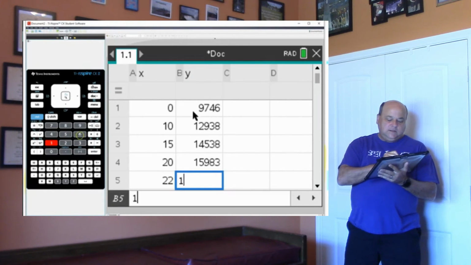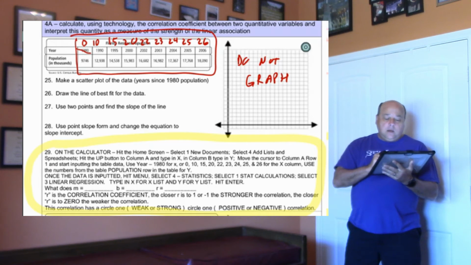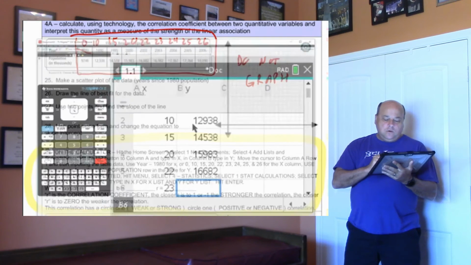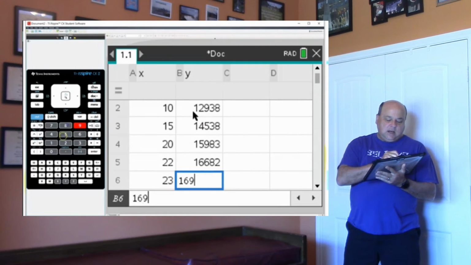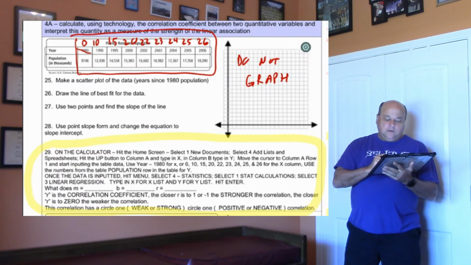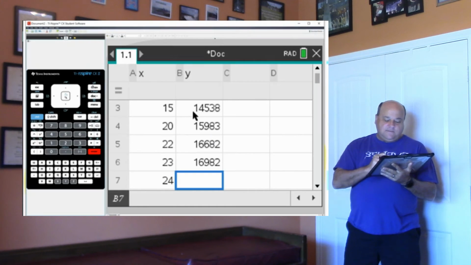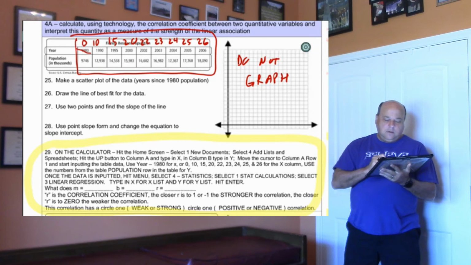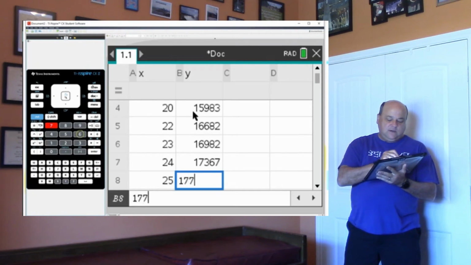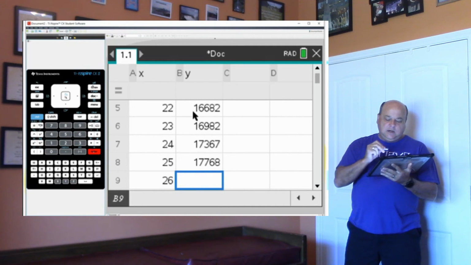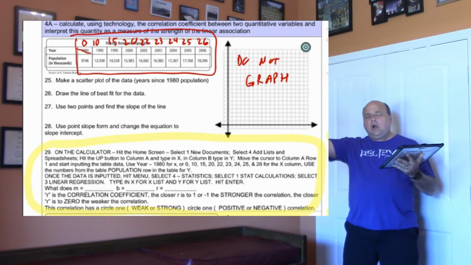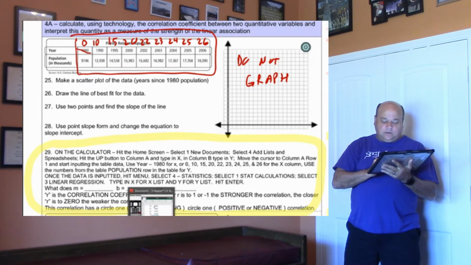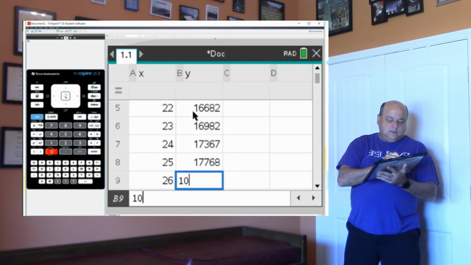16682. I'm almost done here. 16982. Hit enter. 24 is going to be 17367. Enter. And then 17768. Enter. And the last one, 18090. 18, not 10.